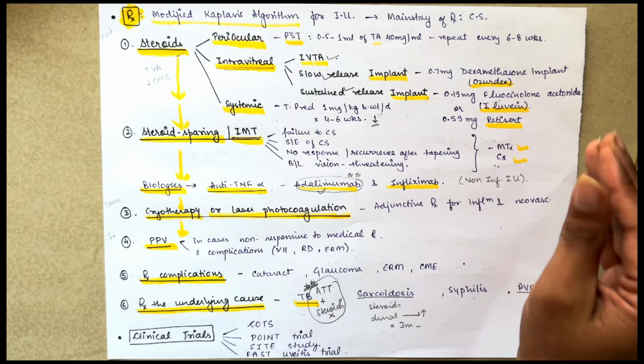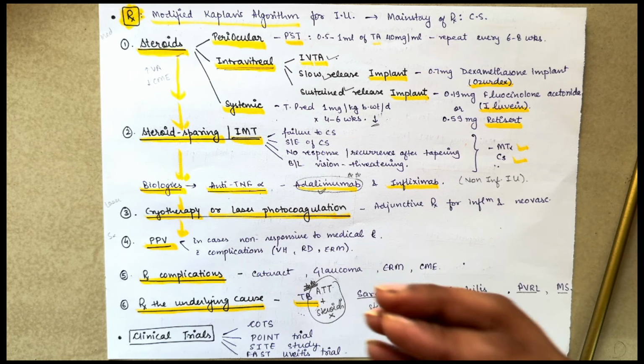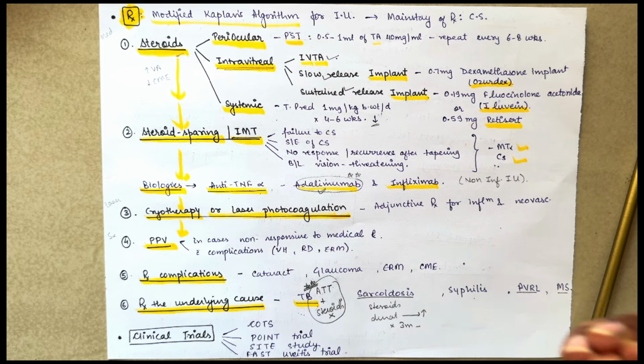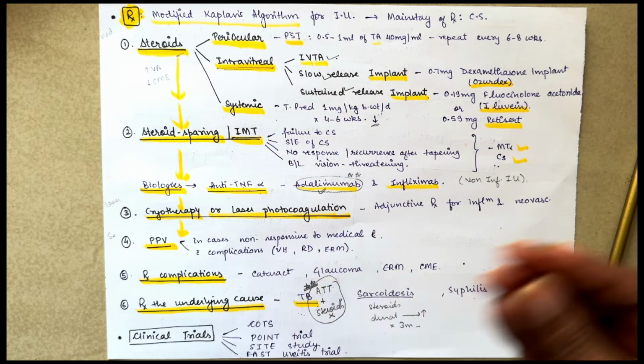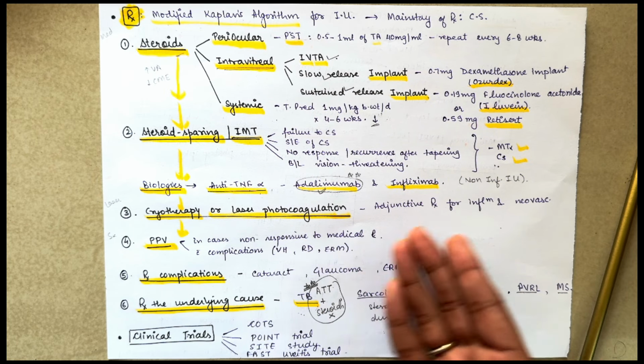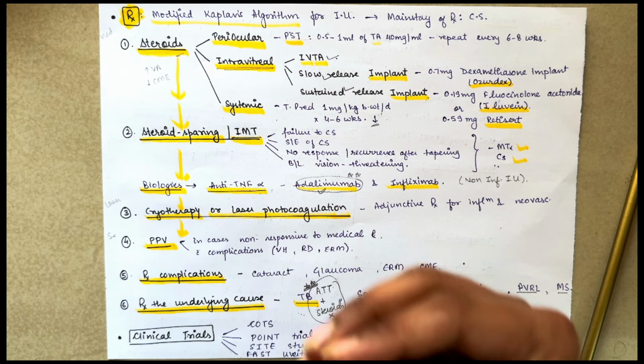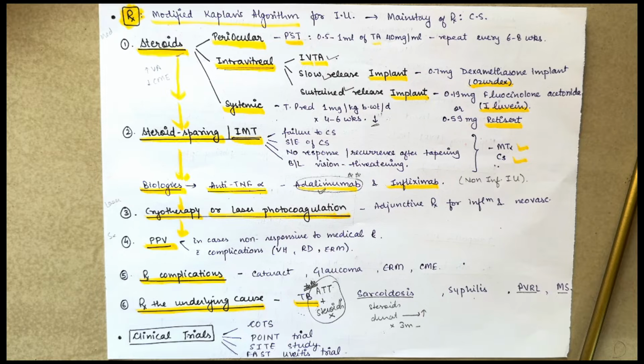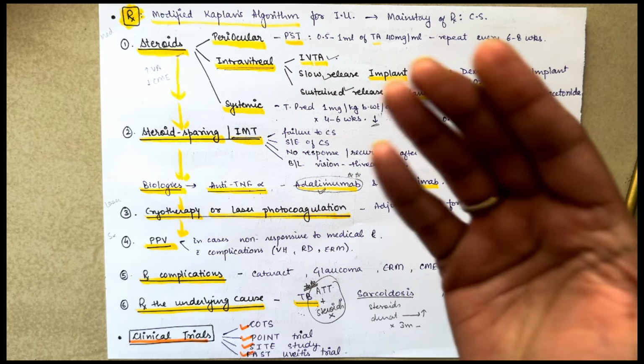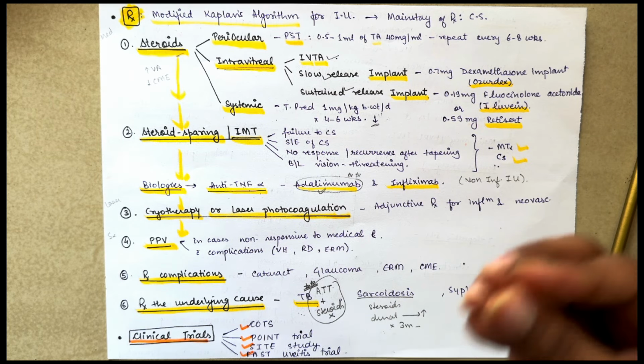So just remember this page. Beyond this, you don't have to know any other part. Just keep on reading so that you can elaborate on all under these headings. If you want to gain more marks, then mention the clinical trials I just spoke about. There are certain clinical trials, COT, point trials, site study, fast Vitritis trial, and I will be discussing these in my next video. Till then, just remember what I have taught you and revise it.